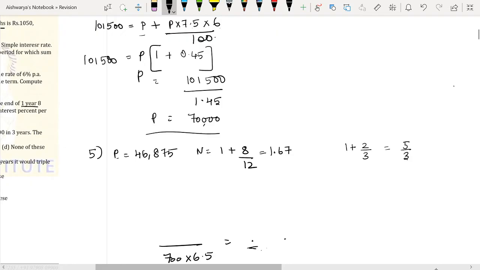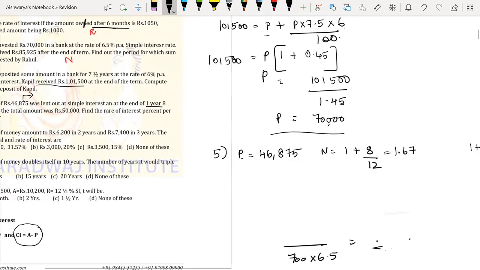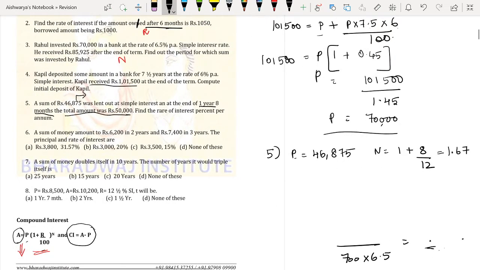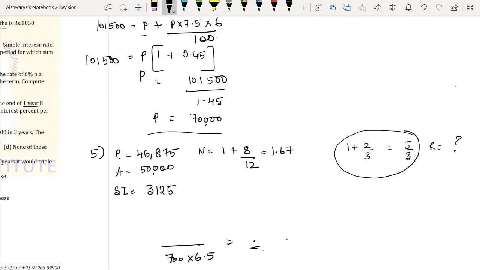Next is our R. What is our rate of interest? Rate of interest is what we need to find out, which is the question mark. Now the next information given is the total amount was 50,000. Total amount means A, so A will be 50,000. Now what is your SI? SI will be the difference between the two, that is 50,000 minus 46,875, which is 3125.